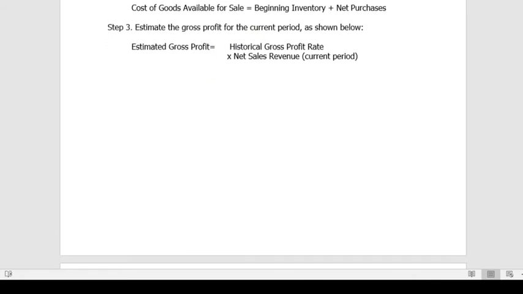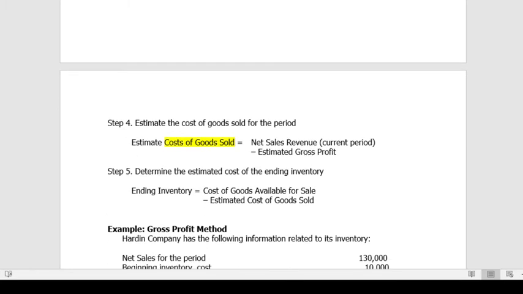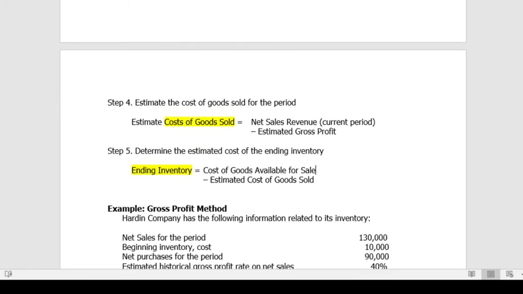Once you have the estimated gross profit, you deduct it from your net sales revenue. Net sales revenue minus gross profit, what do you get? The cost of goods sold. Because sales minus cost of goods sold is your gross profit. Once you have your cost of goods sold, since the data on goods available for sale is available, goods available for sale minus the estimated cost of goods sold gives you your ending inventory. So we are just playing with all the concepts you learned in cost accounting and accounting for manufacturing operations when looking at the gross profit method.